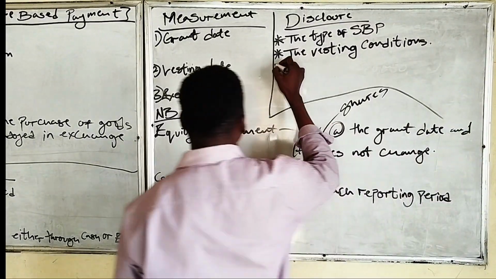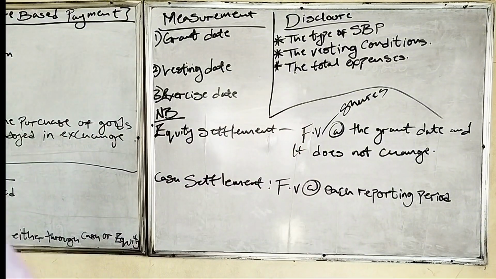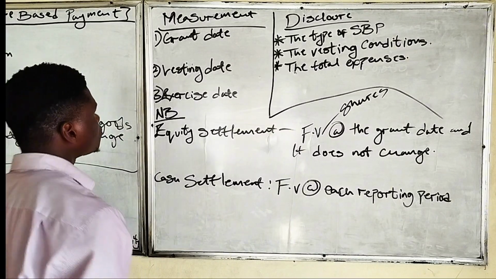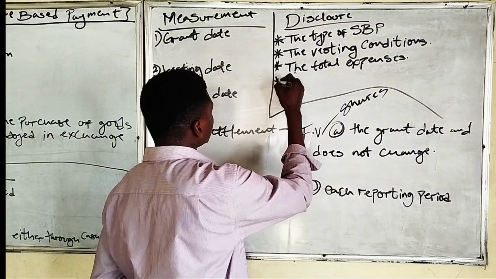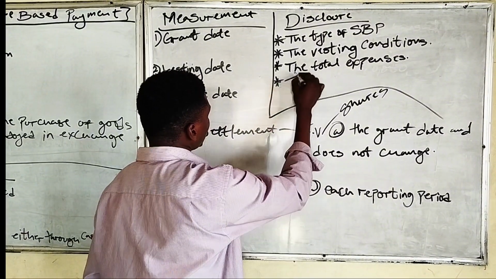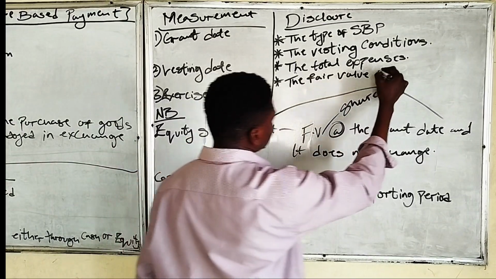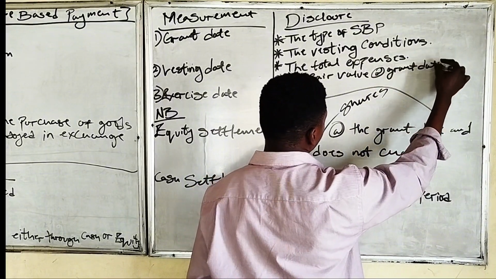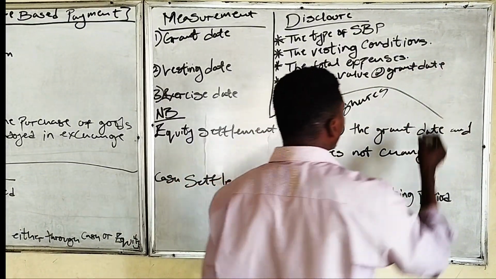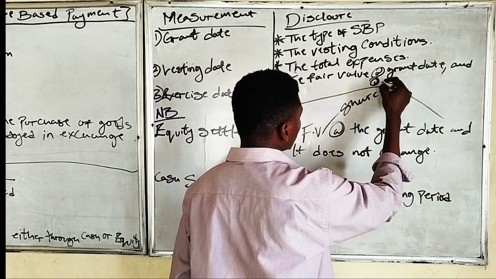So that's that. You must also state the total expenses. That's another. You must disclose the total expenses. Then you must also state the fair value at the grant date for equity settlement, and also the fair value at each reporting period.